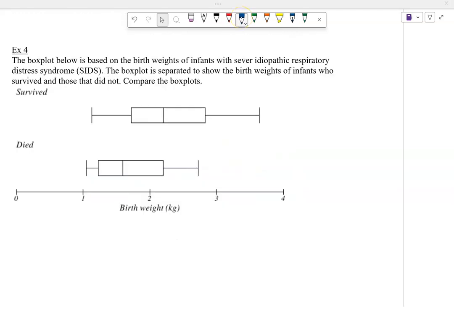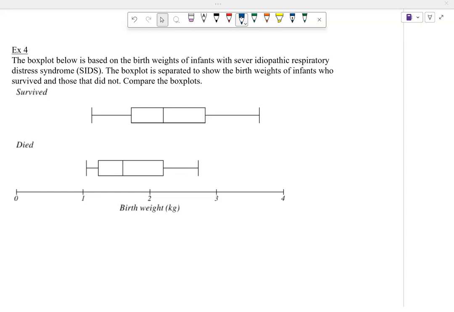Now let's look and analyze this here. It says the box plot below is based on the birth weights of infants with severe idiopathic respiratory distress, so SIDS. The box plots show the birth weights of infants who survived, the top one, and on the bottom, the birth weights of those that did not survive.